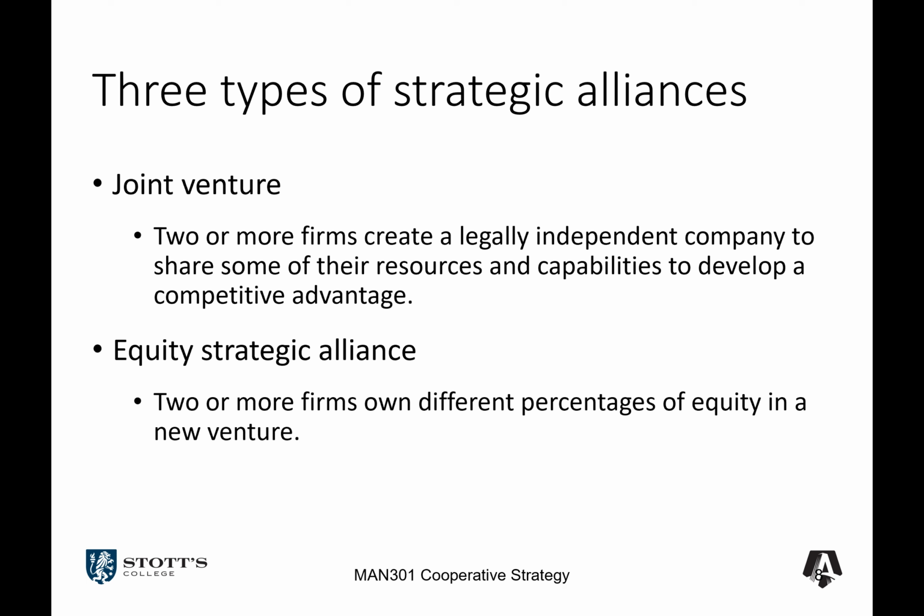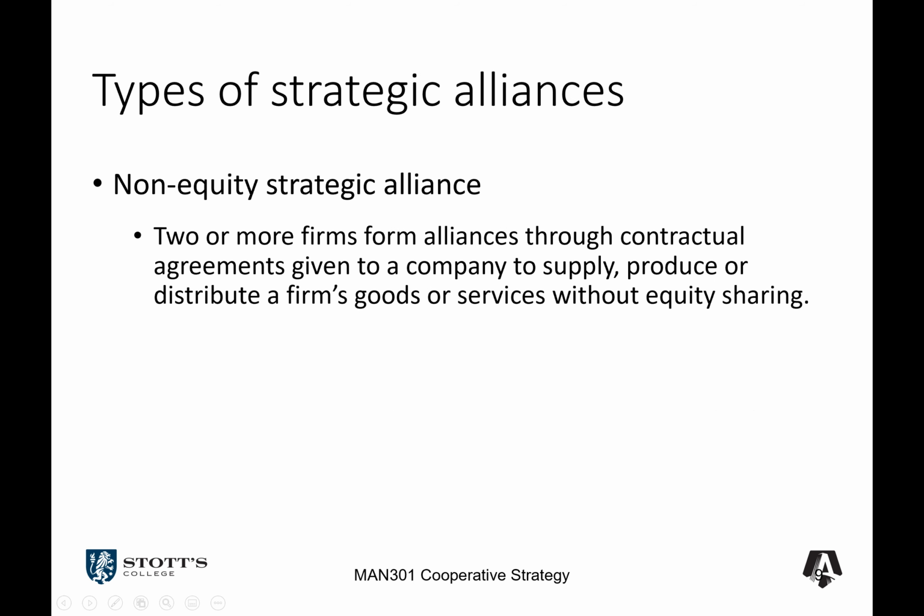In strategy, they're often dealt with a little bit more flexibly than that. But joint ventures and equity strategic alliances both involve equity. Joint ventures tend to be equal amounts of funding. Equity strategic alliances tend to be different amounts of funding. A firm will own 50% or 20% or 10% or whatever. Non-equity strategic alliances are contractual agreements between companies to supply or produce or distribute a firm's goods and services without equity sharing. If we look at those 3 models, again, they're a simplification of reality.